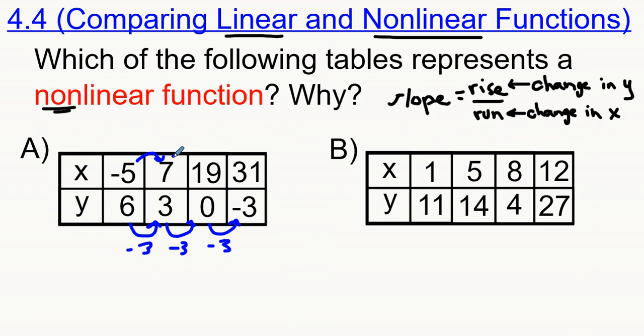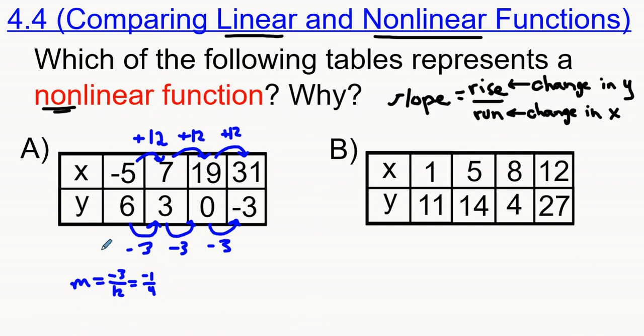So from negative 5 to 7, 7 to 19, or 19 to 31, what do you have to do to get from one number to the next as we go from the left to the right? Well, from negative 5 to 7, you have to add 12. From 7 to 19, again, add 12. From 19 to 31, again, add 12. So on this one, the rise over the run, the slope, remember we use m for slope, is negative 3/12, or if you simplify that, you get negative 1/4.